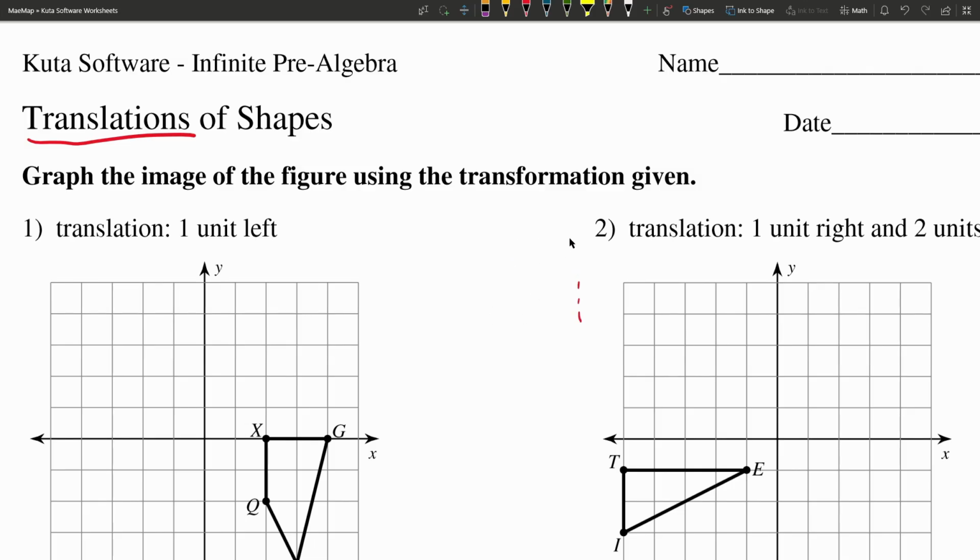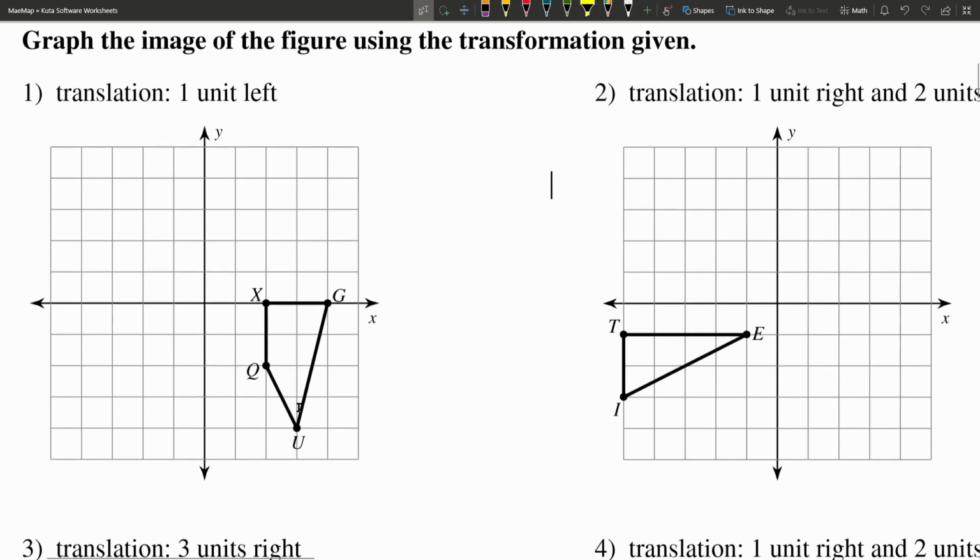So let's dive into number one, knowing now what a translation is. In number one, our translation is 1 unit to the left. Moving 1 unit to the left is moving 1 unit in the x direction. So we're going to take each of our points, in this case x, g, q, and u, and move them 1 to the left. This point here, x, getting moved 1 to the left, will now be here. And we'll label that as x prime.